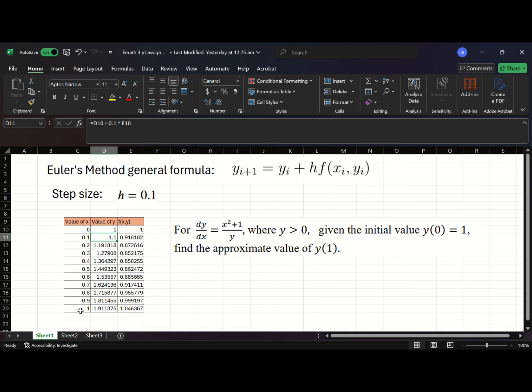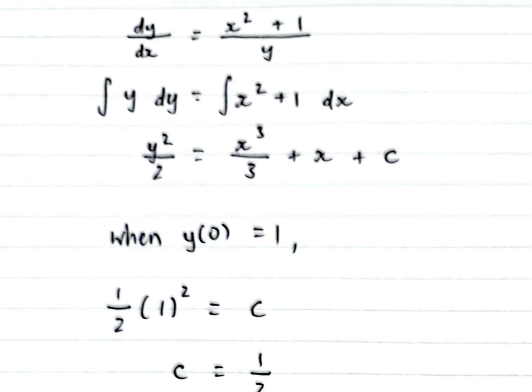The formula to find the value of y is the general formula for Euler's method. So for example, to find y when x equals 0.1, we take the initial value of y and add the product of the step size and function f(x, y) to get 1.1, and so on for the rest of the table as given. The formula to find the gradient of the slope function f(x, y) is x squared plus 1 over y, as given in the question. So for example, when x equals 0.1 and y equals 1.1, f(x, y) is 0.1 squared plus 1 over 1.1 to get 0.918182.